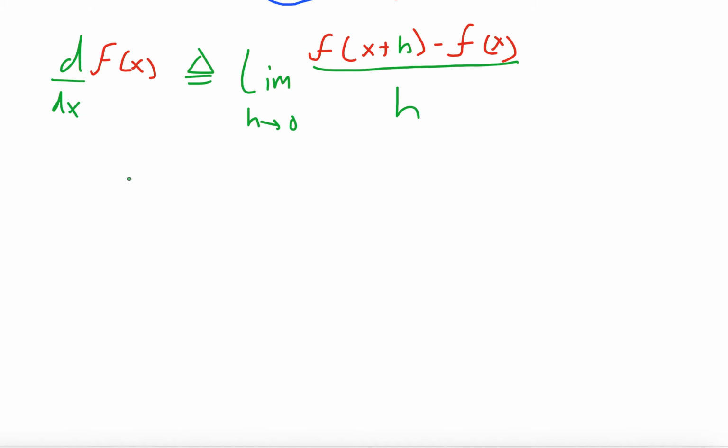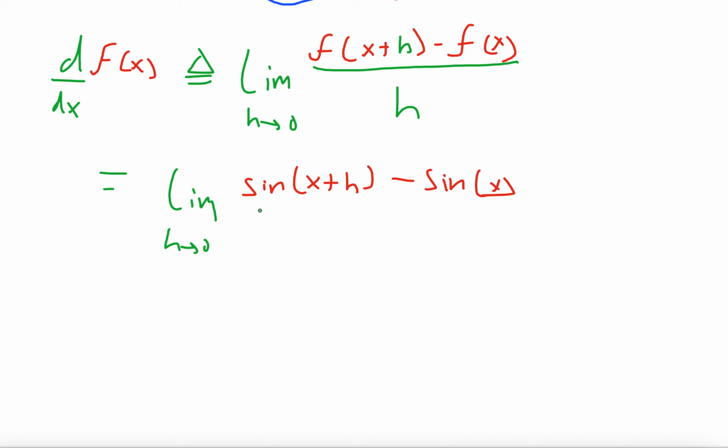So let's look at that. We have sine, so this is equal to the limit as h goes to 0 of sine of x plus h minus sine of x, over h. And of course, plugging in h right now is going to give you sine of x minus sine of x, which is 0, over h, which is 0, which equals an indeterminate form. So what can we do?